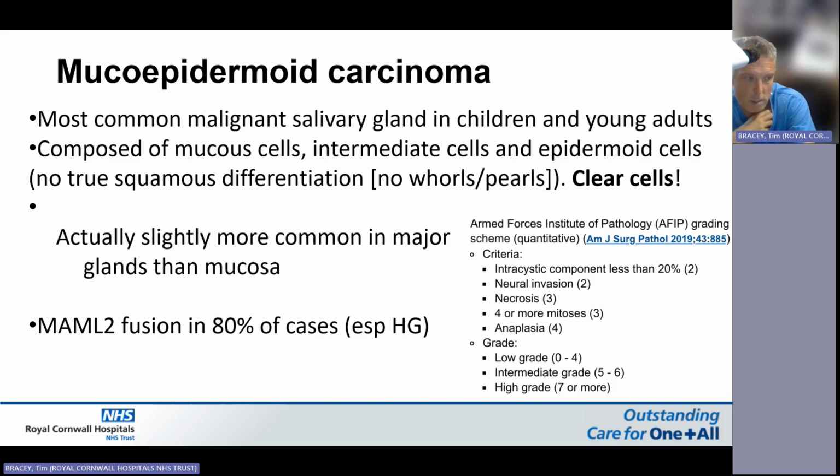Most of them have this characteristic MAML2 fusion, and again, you can look at that on break-apart FISH and send that off if you don't have it locally. The grading is really quite subjective. I would say most of them, nearly all of them, end up as low grade. But the AFIP grading system, I think, is the easiest one to understand. Unless you're seeing lots of mitoses, anaplasia, or necrosis, then they tend to be low grade. But it's not one you can eyeball generally.